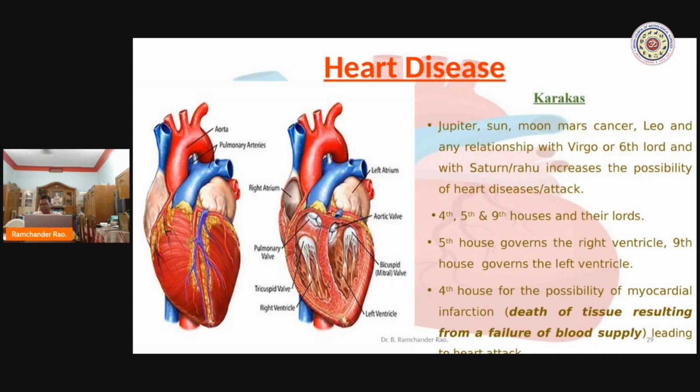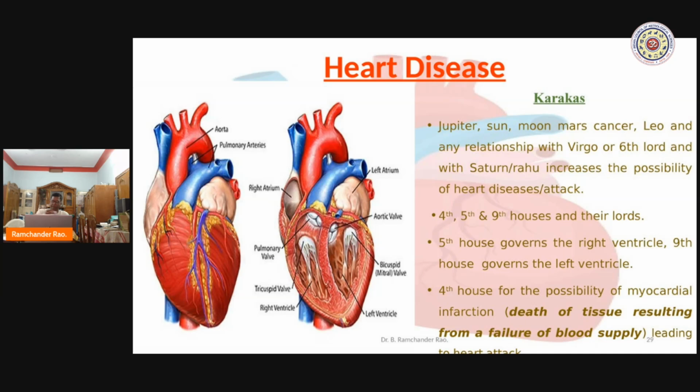Fourth, fifth and ninth houses and their lords play an important role. Fifth house governs the right ventricle. This is very, very important. Ninth house governs the left ventricle. Fourth house is for the possibility of myocardial infarction, that is, death of tissue resulting from a failure of blood supply, leading to heart attack. Suppose there is no blood supply to that, then what will happen? You will die. It will lead to heart attack.